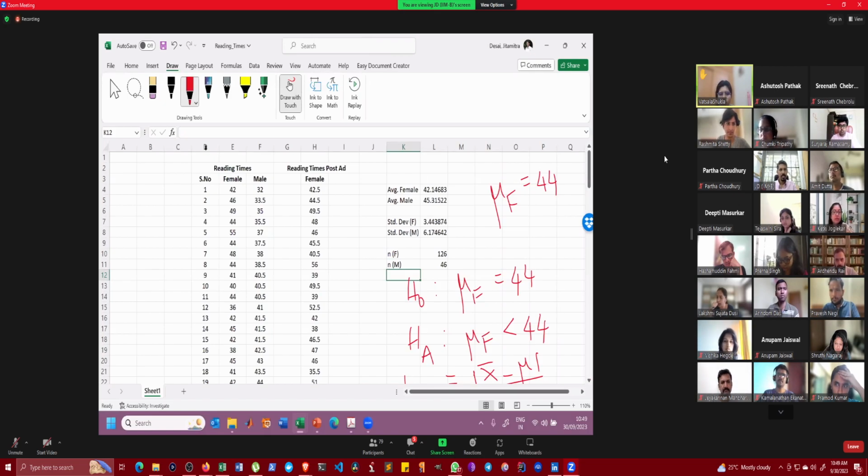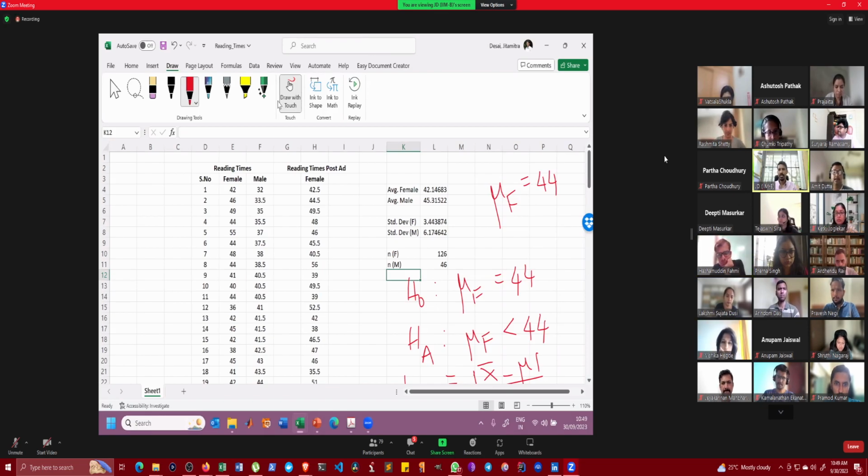It is given in the question. Exactly. The company is claiming that female users on average spend 44 minutes reading on their app. And what we have now proved statistically is that their claim is factually incorrect. We've rejected their claim based on the data that was collected. Is everybody okay with this? Yes. Any questions on this example?